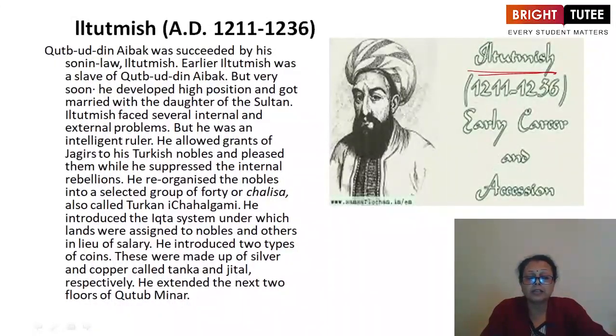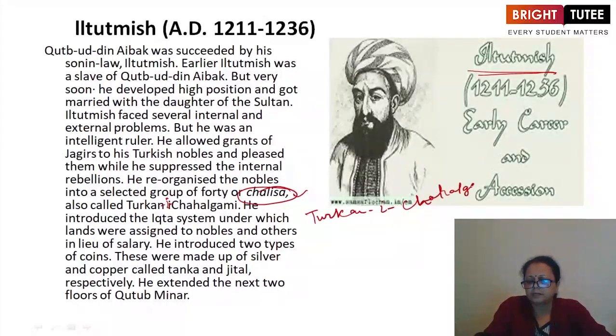He reorganized the nobles into a selected group of 40, or Chalisa. This is a very interesting thing. He organized the selected groups of nobles, which was known as Chalisa, also called Turkan-e Chahalgani. And he introduced the Ikta system.